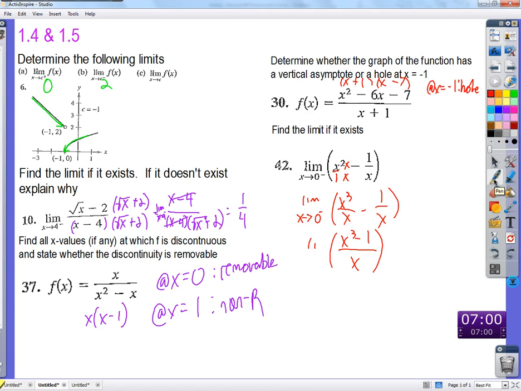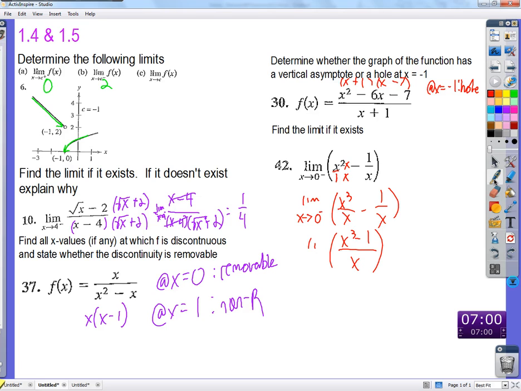Multiply by x over x. Yeah, but what would that do for you? Probably not going to work, but I was thinking maybe it would cancel out 1 x in the denominator and 1 x in the numerator, but I don't think that would work because it's subtraction.